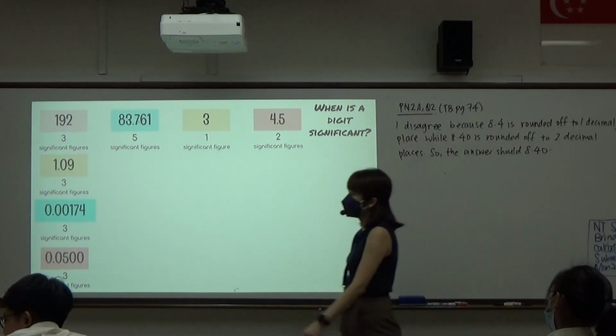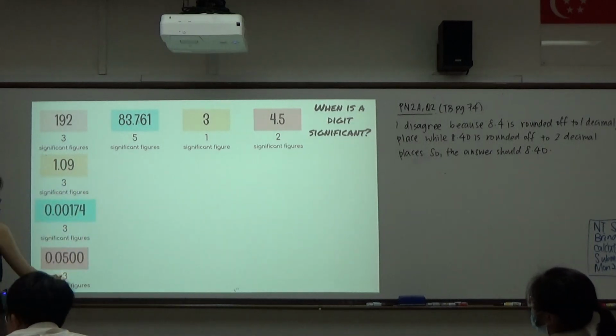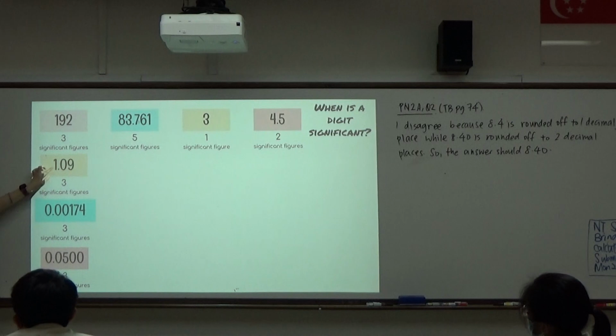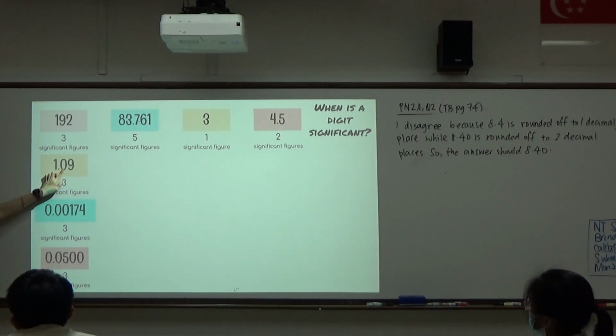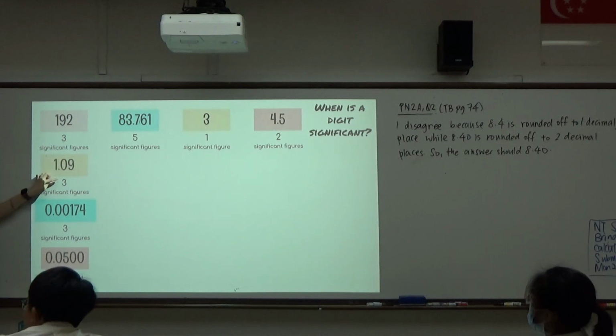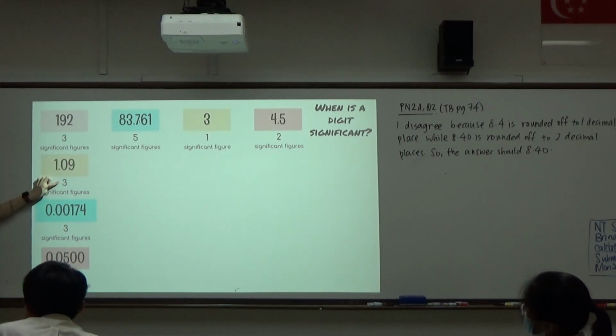The next thing is about when there are zeros. Now, zeros can appear in many places in a number. When it comes to a decimal like 1.09, this zero appears in between 2 non-zero digits, so we count them in. Therefore I count 1, 2, and 3, so there are 3 significant figures.